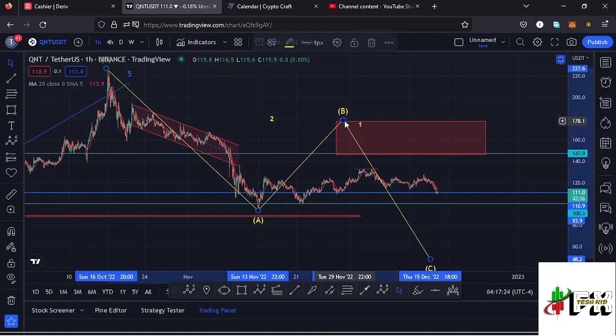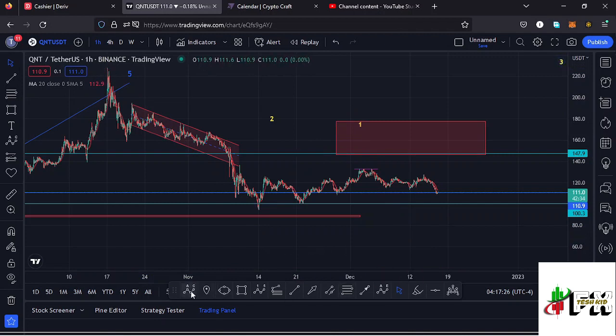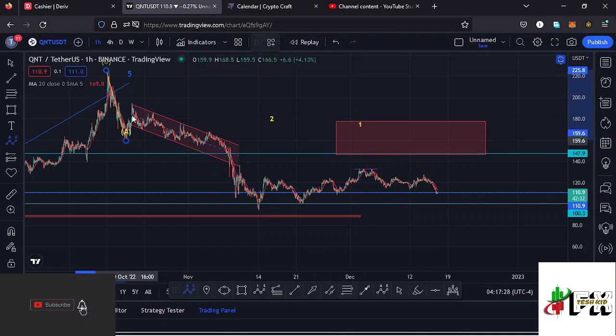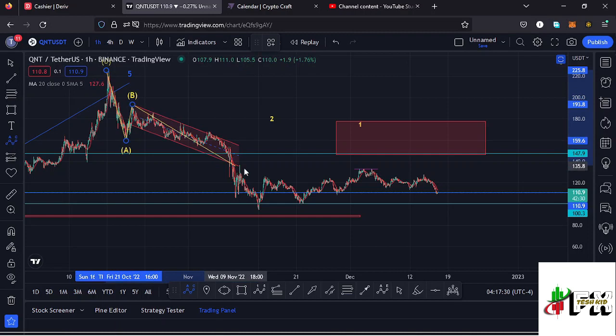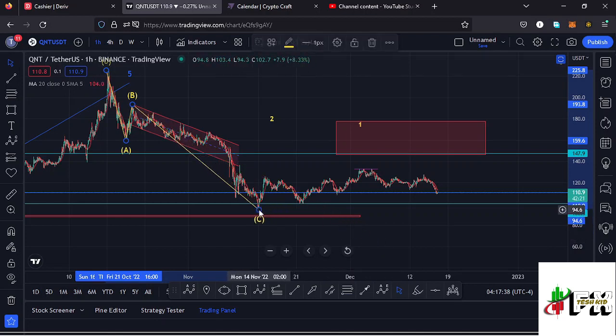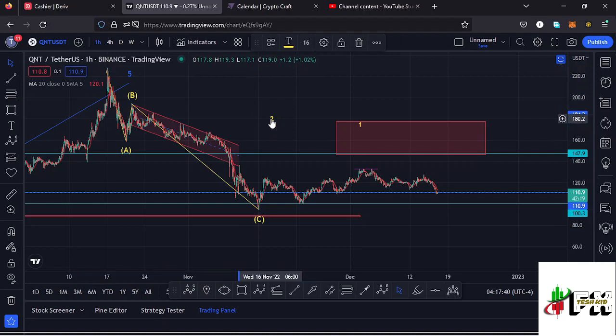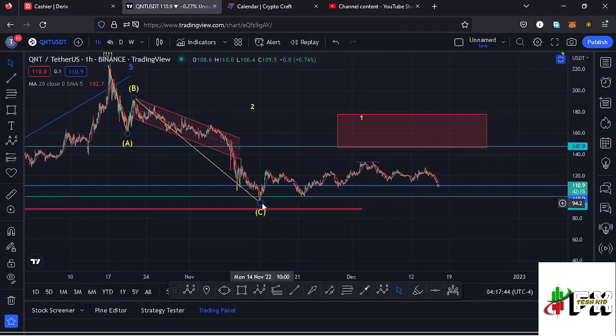And the second way, we can have this as the wave A, then we have seen the wave B. Then in case we continue pushing lower and maybe make a new low, then that will be the low for that wave C. There are also chances that the low at around the $94.4 mark might be the low for that higher Elliott wave count 2, but that doesn't mean there's no room for us to make a new low here on the Quant chart.